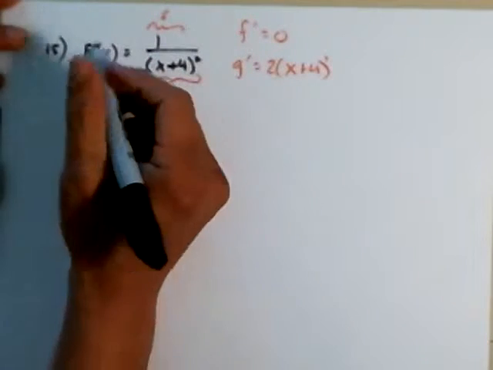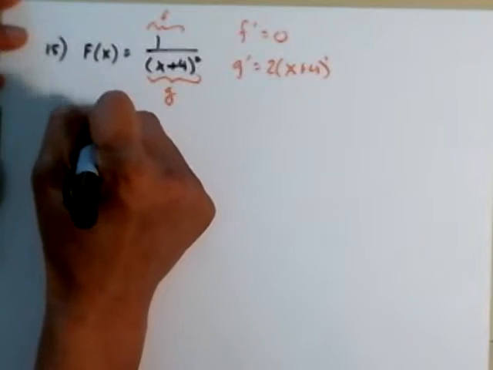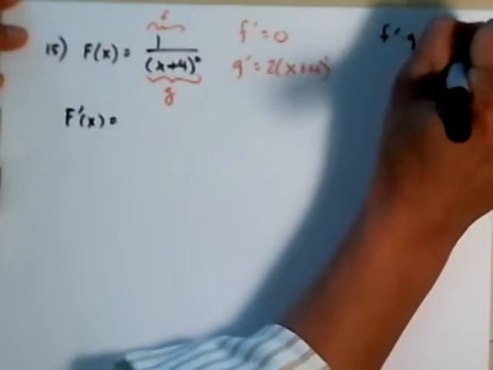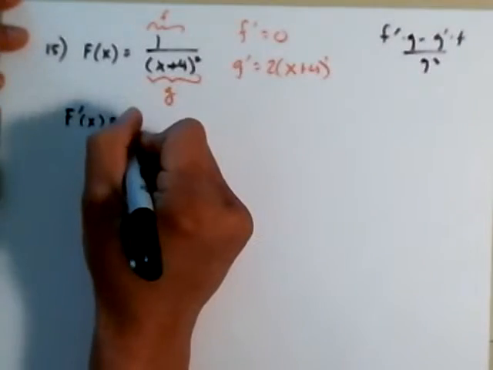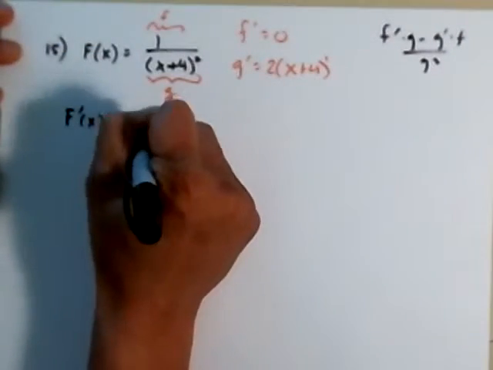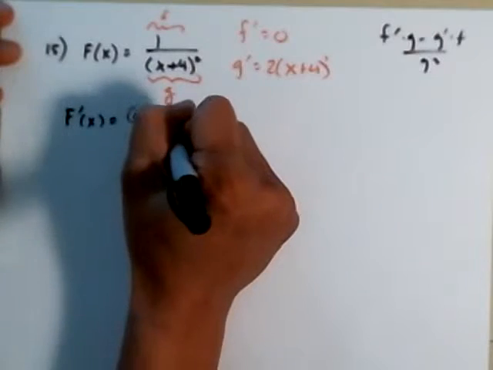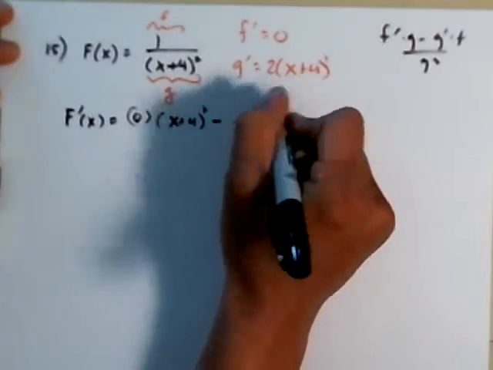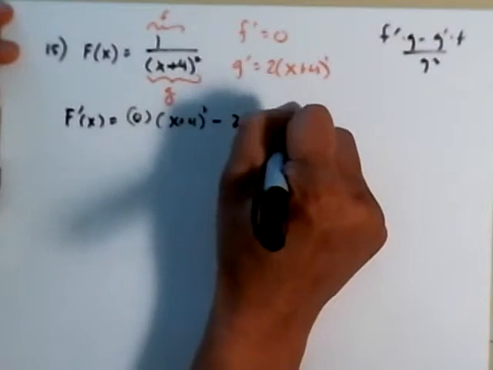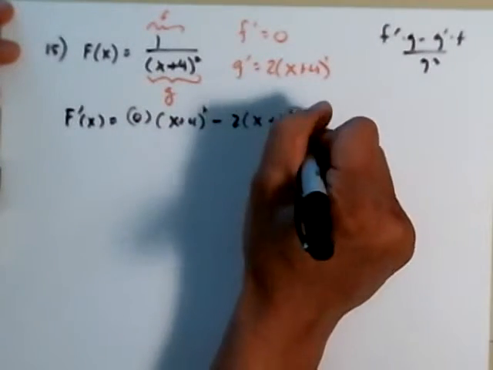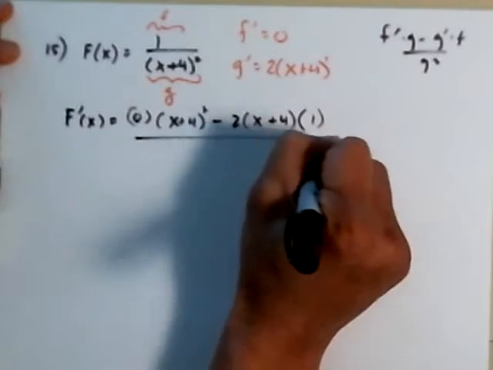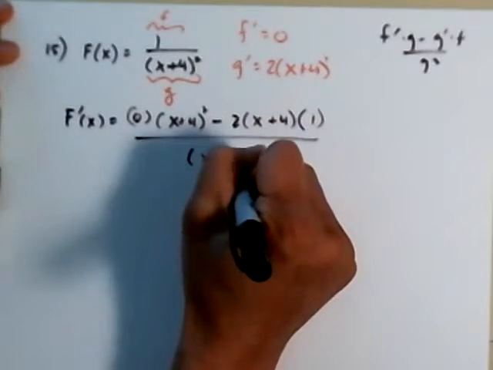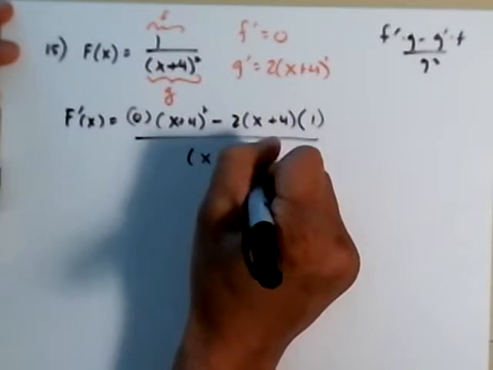So let's do the quotient rule. f prime of x is equal to f prime times g minus g prime times f, all over g squared. f prime is 0 times g, which is (x plus 4) quantity squared, minus g prime, which is that right there, 2 parentheses (x plus 4), times f, which is 1, all over (x plus 4) squared.